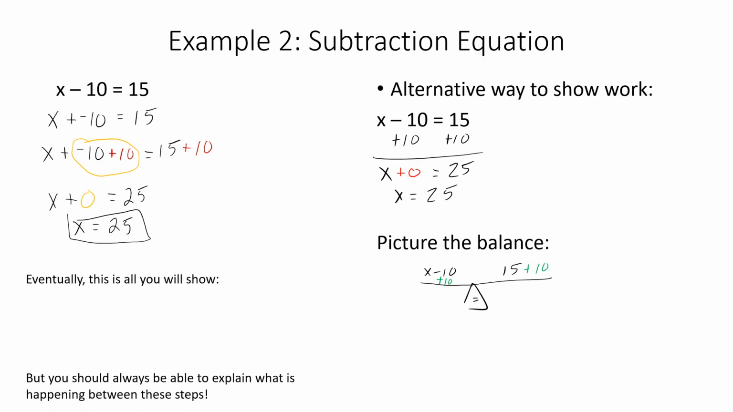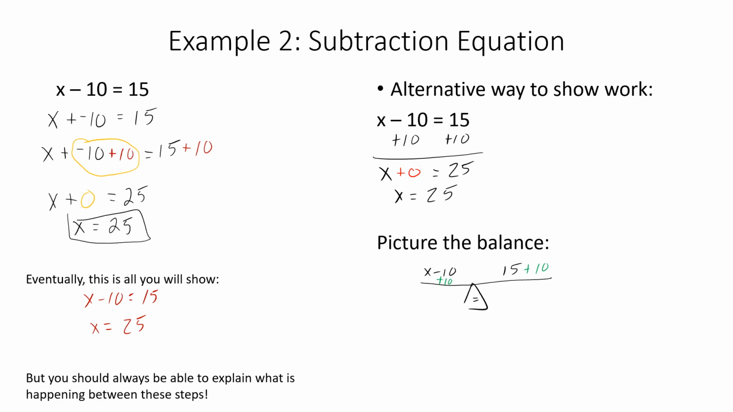Now, eventually, this is all you're going to show. So eventually, if you are staring at this, you are going to go straight to x is equal to 25. You're going to do it in your head. But you should always be able to explain what is happening between these steps.